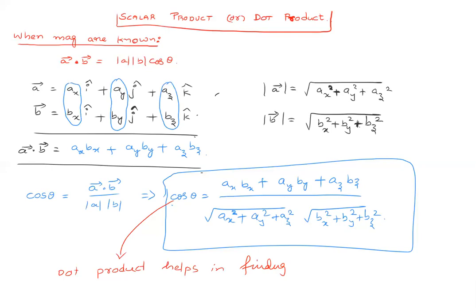Dot product helps in finding the angle between the vectors. So it will help you out in finding the angle between the vectors. This is very important. You often use this in maths. In maths, most of the time you will use this property to calculate the angle between the vectors.